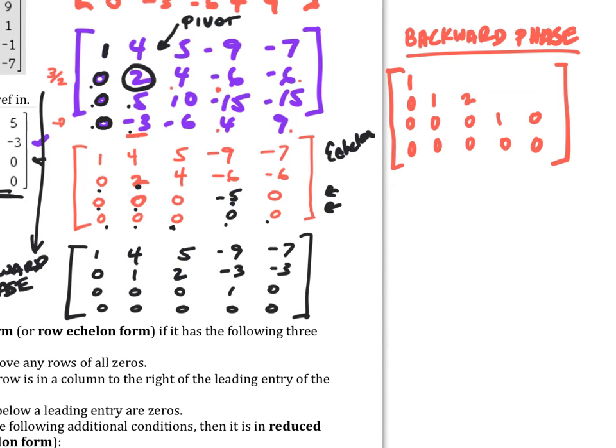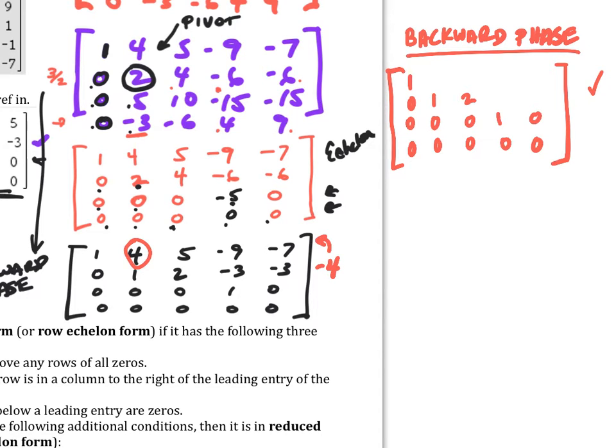So in my backward phase, none of these red numbers are going to change that I have over here in this matrix. But what I'm going to do now is I'm going to try to eliminate this 4, not necessarily that 5, and then this -9 using this one right here. So let's work on this 4 first. What I'm going to do is I'm going to take this row right here and I'm going to multiply by -4 and then add it to row 1.